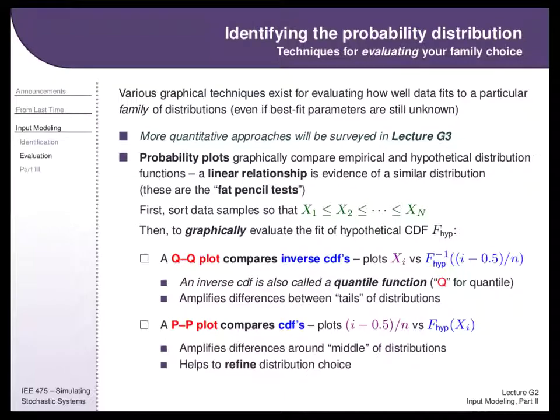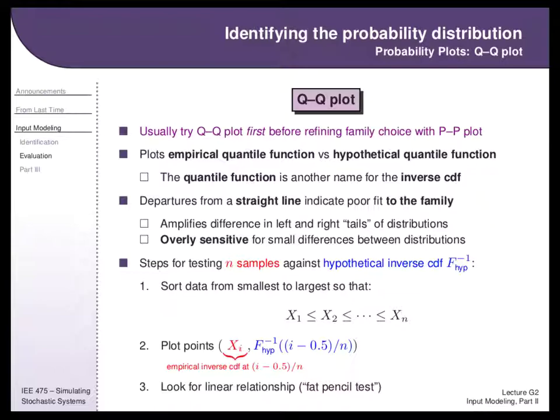The idea is if you sort your data, you can graphically evaluate them using either a QQ plot or a PP plot. You do one and then you follow with the other. It's a way to visually interpret how good these fits are. The QQ plot compares inverse CDFs between your hypothetical and your actual, and the PP plot compares CDFs. There's a reason why you would want to do inverse CDFs for one and CDFs for the other. So let's see how that works real quick.